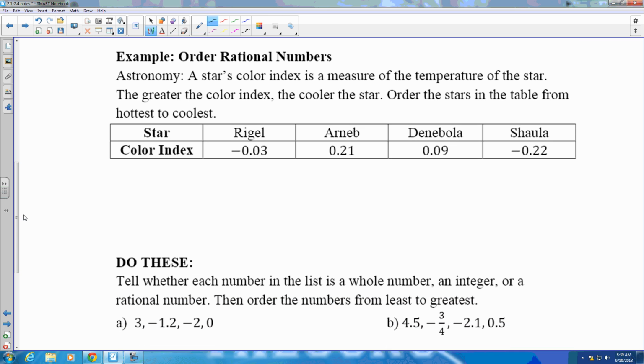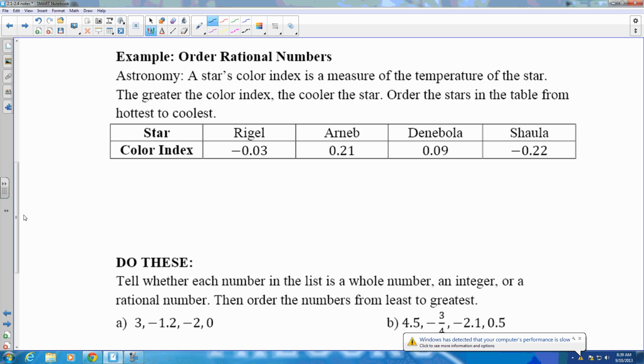Okay, we're going to put some numbers in order. We have a star's color index. It's a measure of the temperature of a star. The greater the color index, the cooler the star. Order the stars in the table from hottest to coolest. If you need to make a number line to help you, you certainly can, but we're just going to do this by knowledge. Don't need to use a number line.